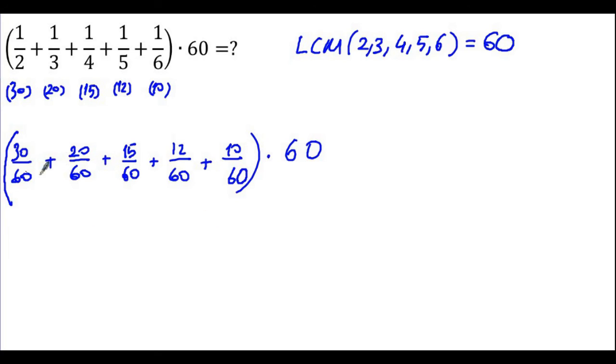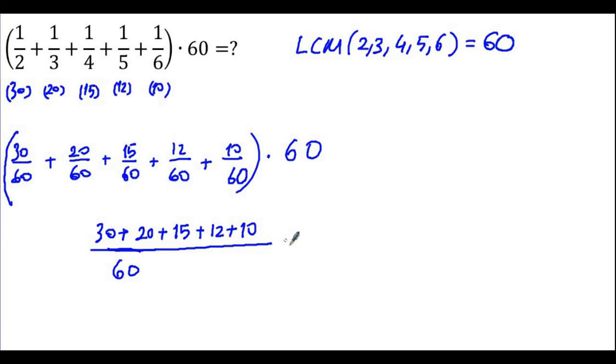Alright, so now we have the same denominator, which is 60, right? Let me write 60. So now I'm going to add 30, 20, 15, 12, and 10. So let me write that here. 30 plus 20 plus 15 plus 12 plus 10, times 60, is equal to, so let's add these numbers.